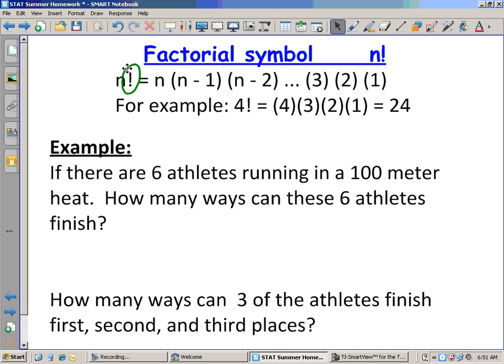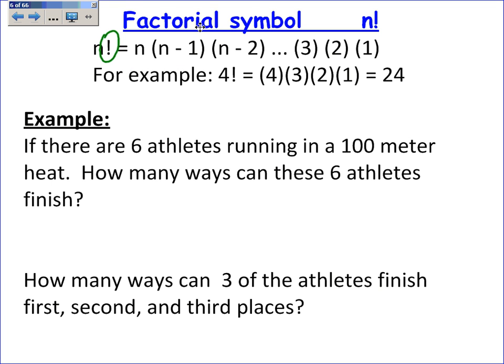So for example, if there are 6 athletes running a 100-meter heat, how many ways can these 6 athletes finish? Well, in first place, there are 6 possibilities. And once that person finishes, there's 5 possibilities for second place, and 4, and 3, and 2, and 1. Which is 6 factorial.